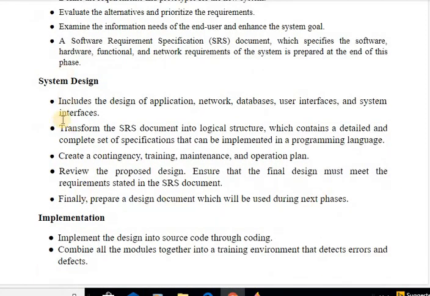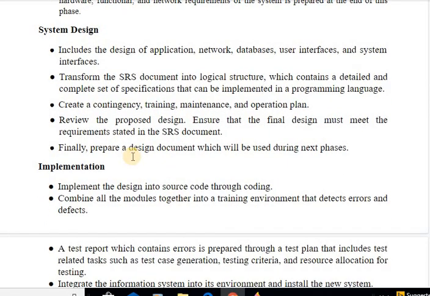This phase also contains a training, maintenance and operational plan, which can be reviewed later on to propose a proper design. Finally in this design phase, we prepare a design document which will be given to the next phase. And the next phase is implementation.